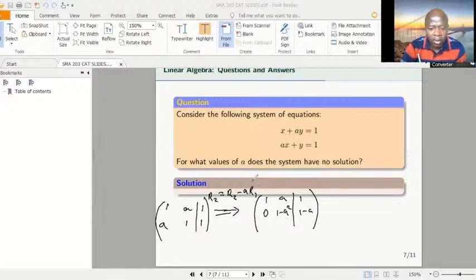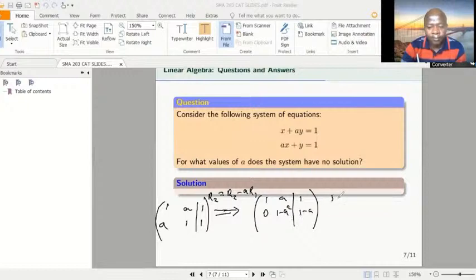So now the question is, for what values of A does this system have no solution? For this system to have no solution, there are two things to consider here. We consider this part and this part. This part should be 0. And this part here should be non-zero. So when those two conditions are met, then the system would have no solution.